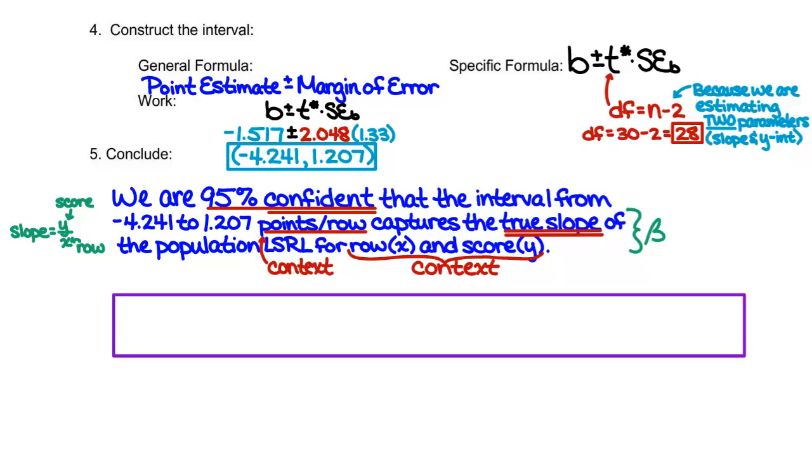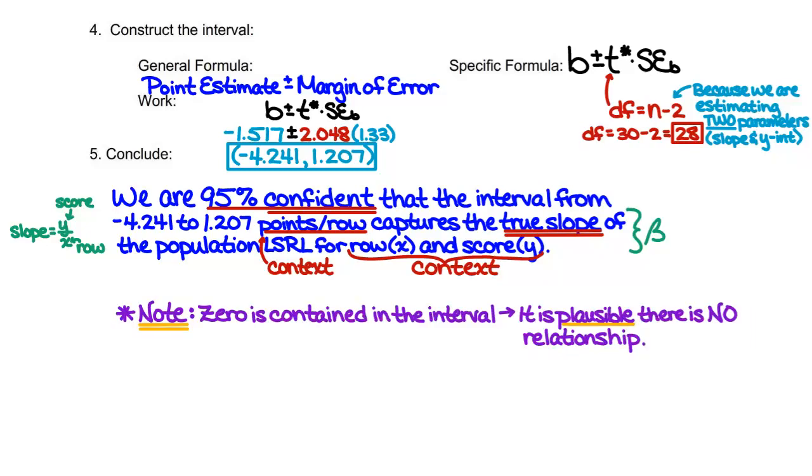Using just the confidence interval, if I asked you whether we would reject or fail to reject the null hypothesis, what would you say? Fail to reject. Why? What is it about that confidence interval? Zero's there. 0 is in the confidence interval. And remember, our null hypothesis was that the slope was 0. There's no relationship here. 0 is contained in the interval, so it's plausible that there is no relationship.